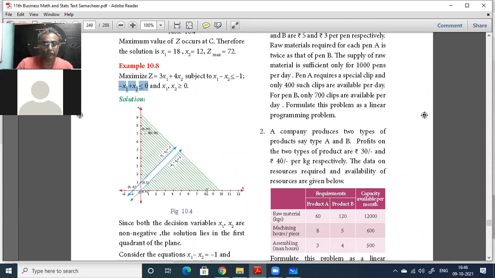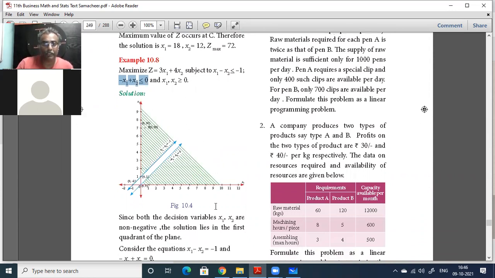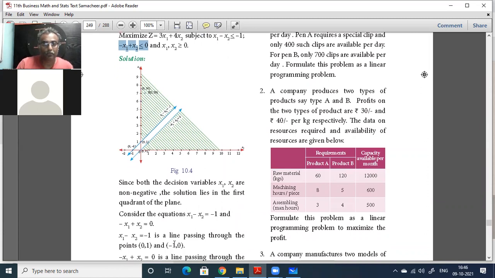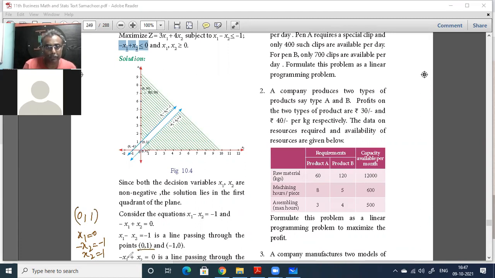Now look at these things. Okay, x1, x2 is greater than 0, no problem. It must be in the first quadrant. Now consider this equation, x1 minus x2 is equal to minus 1, and minus x1 plus x2 is equal to 0. Now, if you put x1 equal to 0, then minus x2 is equal to minus 1, x2 is equal to 1. So this point becomes 0 comma 1.